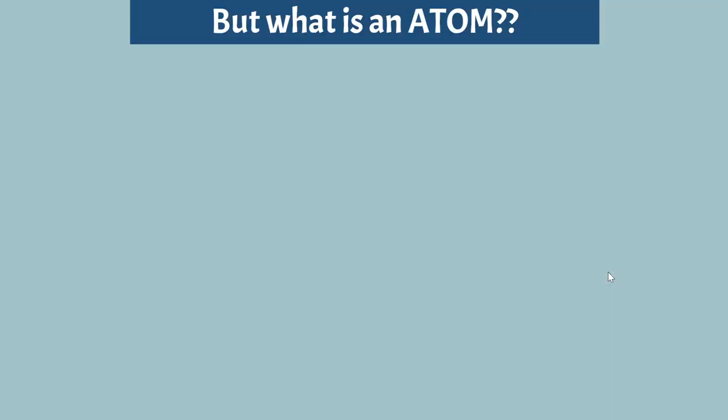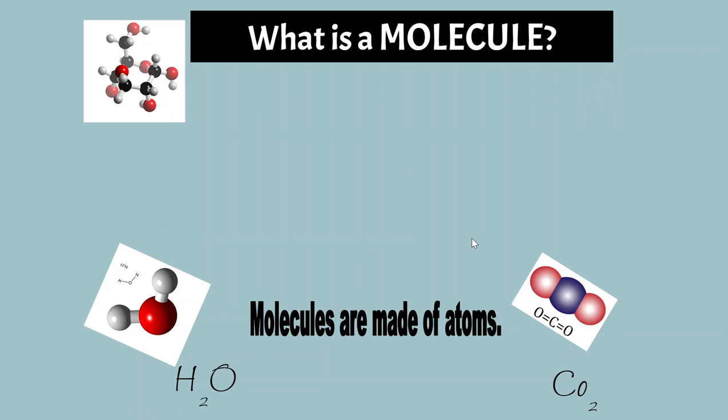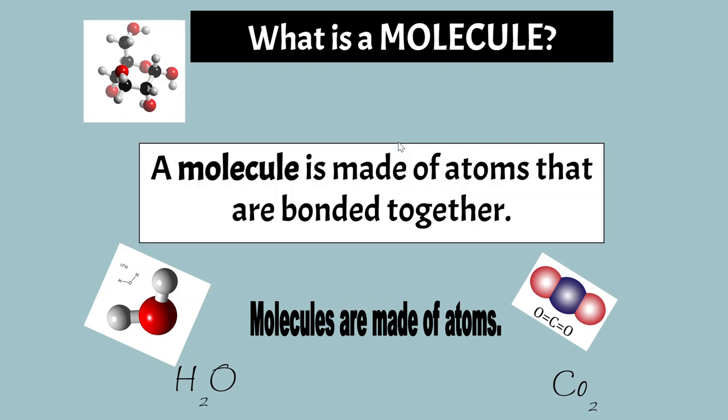Okay. Quick reminder, what's an atom? An atom is just the smallest building block of matter. It can't be broken down any further and still be called that kind of matter. So one oxygen gas molecule like this is actually made up of two different oxygen atoms that are bonded together. What is a molecule then? Molecules are made of atoms that are bonded together.